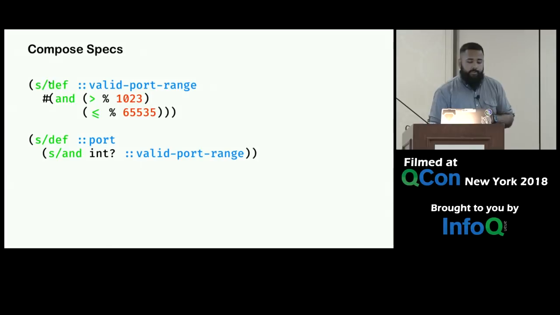And then the second part of this is we're saying, okay, a port is these two things. And the and is how you would say that it should match both of these. If it should match an either or, you use the or keyword. So you're saying, hey, it should be an integer, and it should match the spec valid port range.